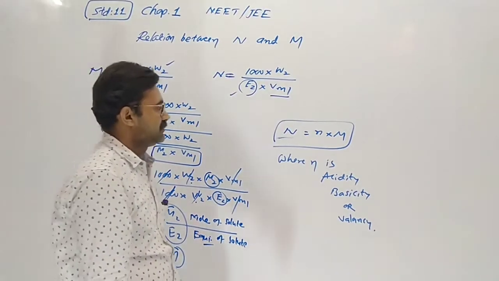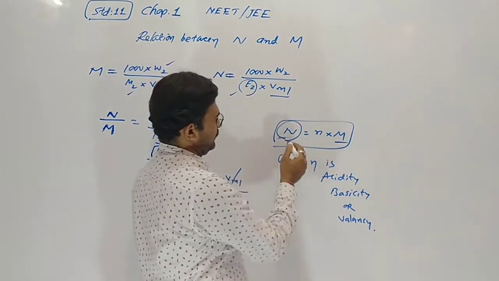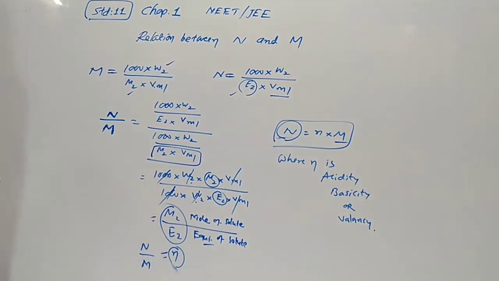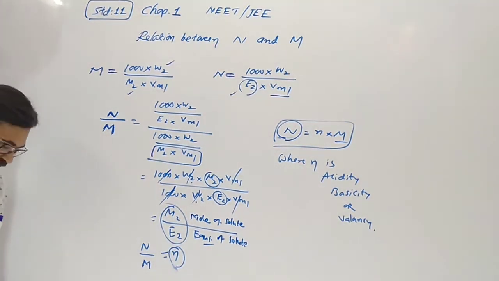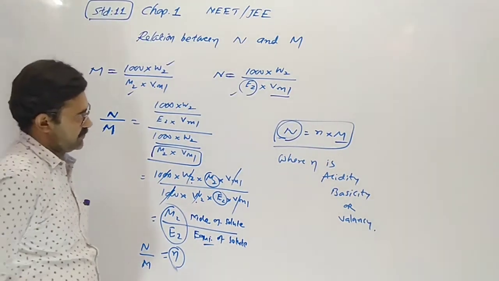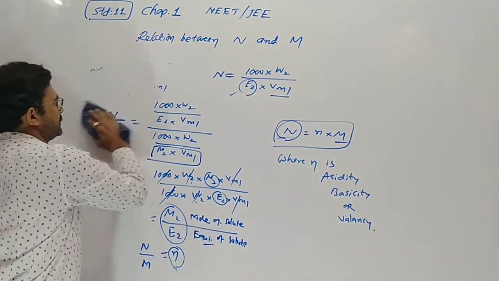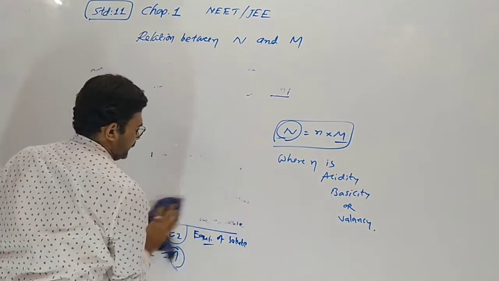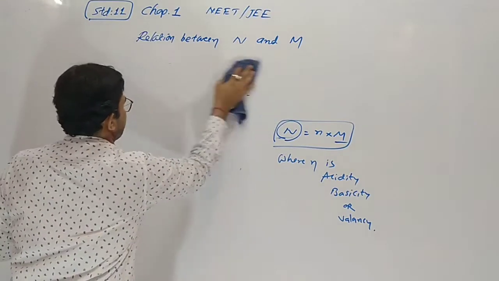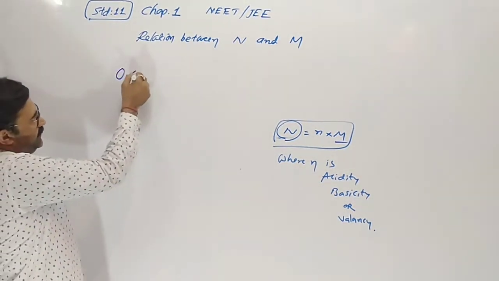n is a number. So N equals small n into M, where capital N is normality, capital M is molarity, and small n is the acidity of base, otherwise basicity of acid, otherwise valency of the salt. This is a shortcut. If molarity is given, then directly we can find the normality.